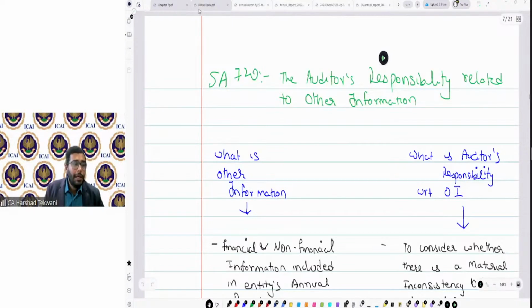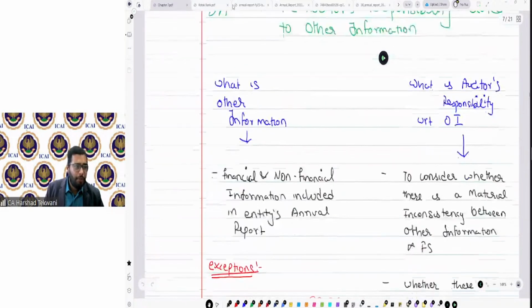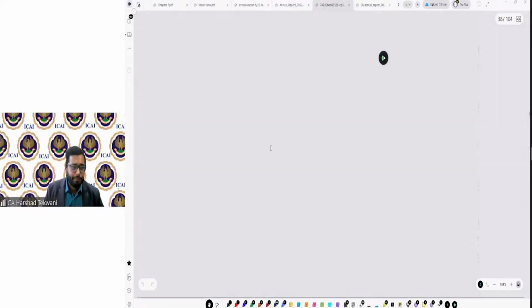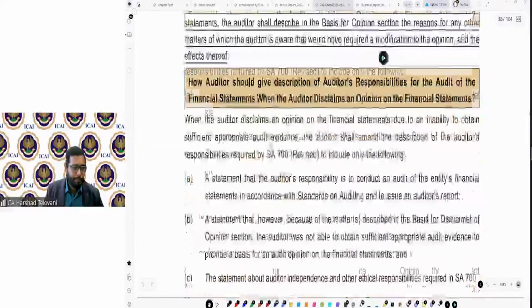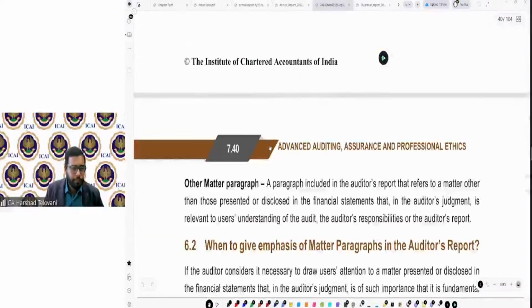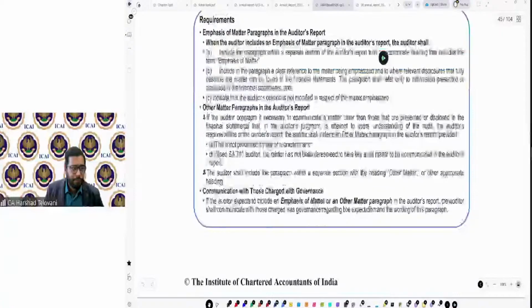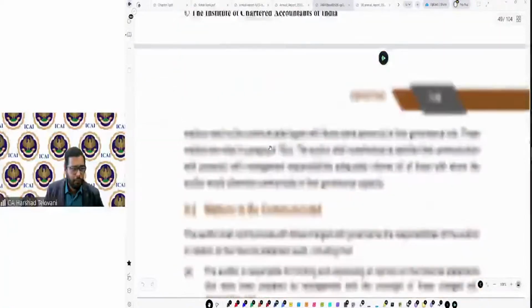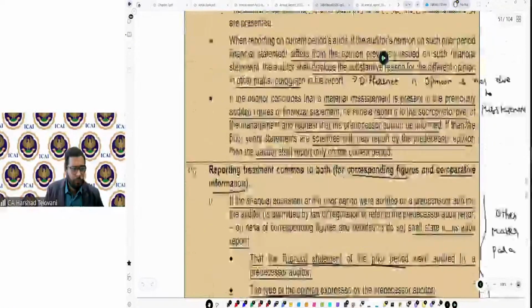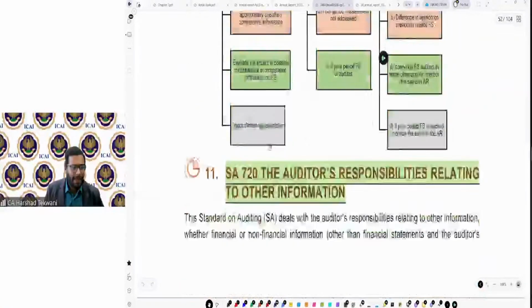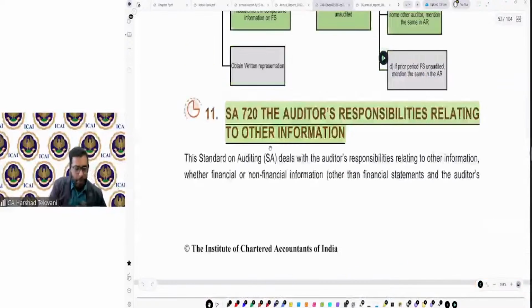Okay. Now, the next part I want to cover, let's go to the module itself, the study material, and see the next part that I want to discuss today. So as I said, SA 720, we have already covered this particular portion. So this is done.